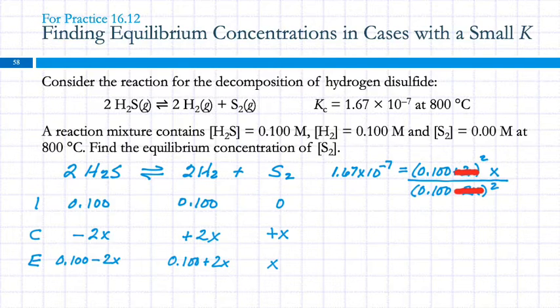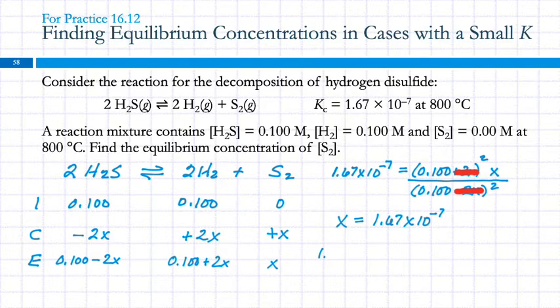Well, that makes the math a lot easier, doesn't it? Because these values cancel out. And I'm left with X is equal to 1.67 times 10 to the minus 7. It's a really nice problem, isn't it? It's almost like it was set up to be that way. 1.67 times 10 to the minus 7th. And that would be the concentration of S, but we have to check the 5%.